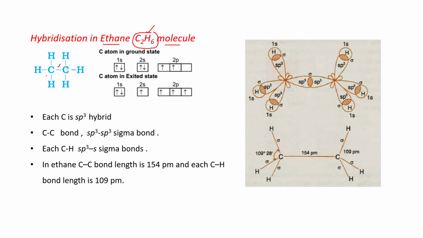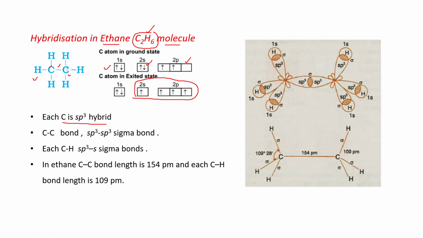Now this is the structural formula of C2H6. You can see that both carbons are forming 4 sigma bonds. That's why each carbon is sp3 hybrid. Now, how does this sp3 hybridization occur? In the ground state, this is the electronic configuration, and to form 4 sigma bonds, there should be 4 half-filled orbitals. That's why one electron from 2s is excited to the 2p orbital, and this is the electronic configuration of the carbon atom in the excited state. Now, these 4 half-filled orbitals undergo intermixing and form 4 sp3 hybrid orbitals. Is it clear? That is, each carbon is sp3 hybrid.